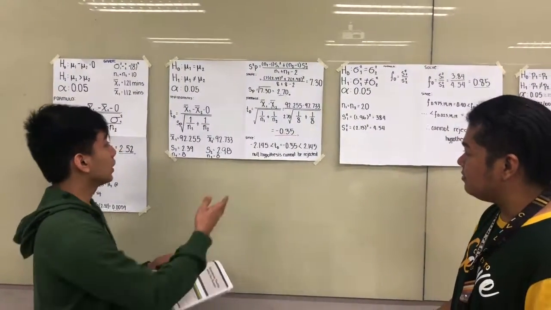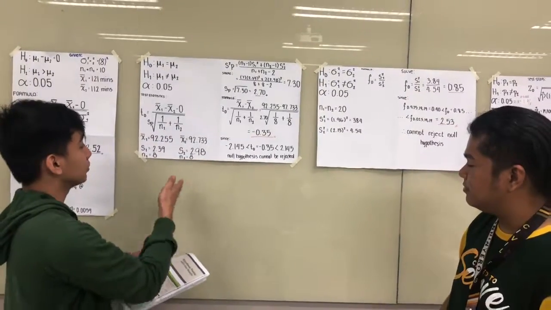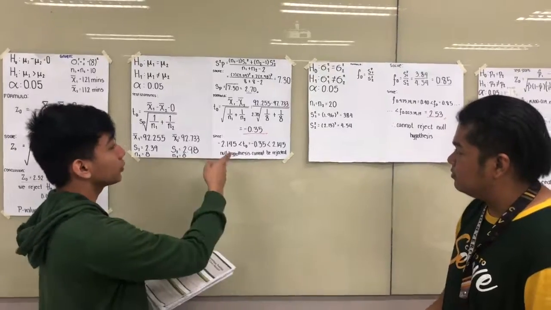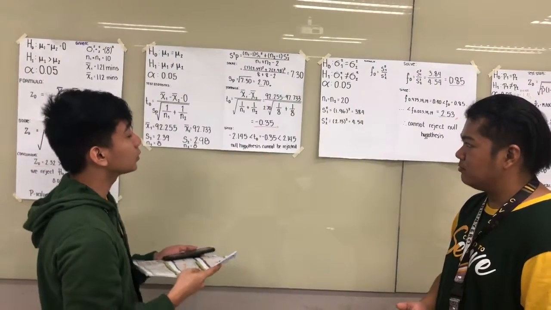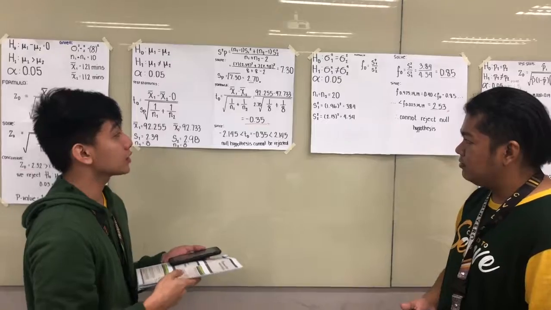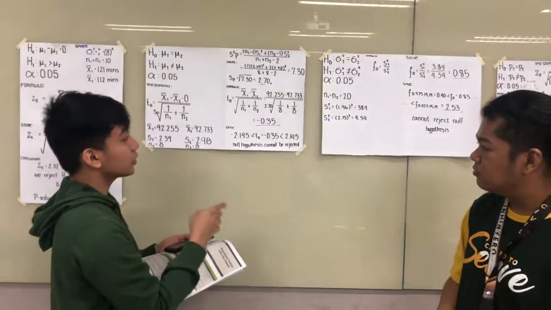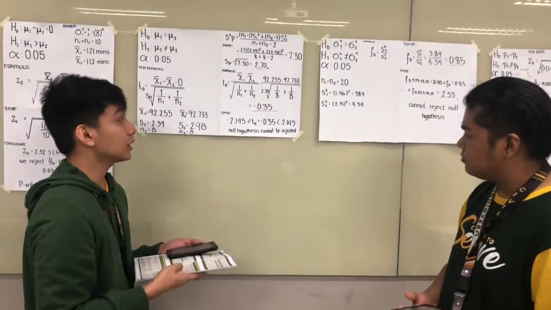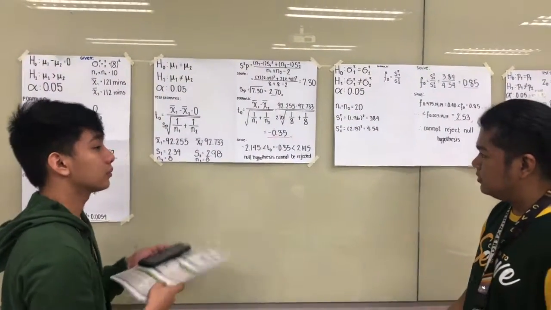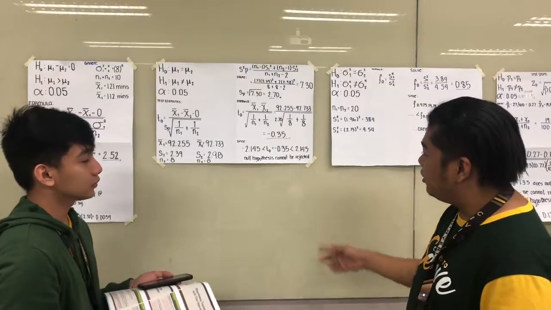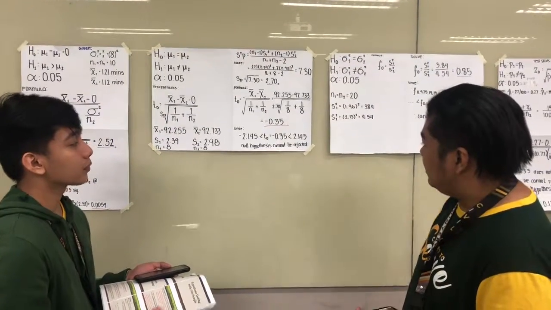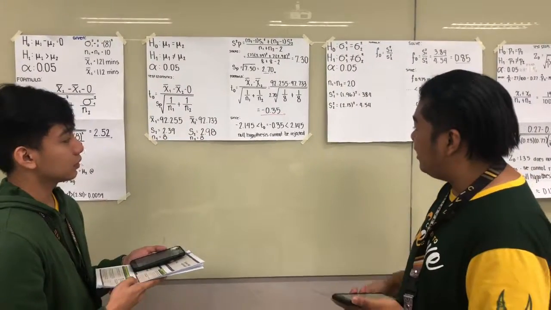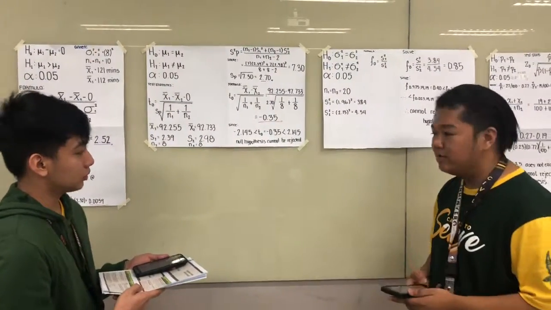And now for the formula from a while ago, we must substitute these values in order to get the final answer. So 92.2255 subtracted by 97.733 over 2.70 square root of 1 over 8 plus 1 over 8, which is equal to negative 0.35. Since the negative 2.145 is greater than the test statistic, we get that the null hypothesis cannot be rejected.